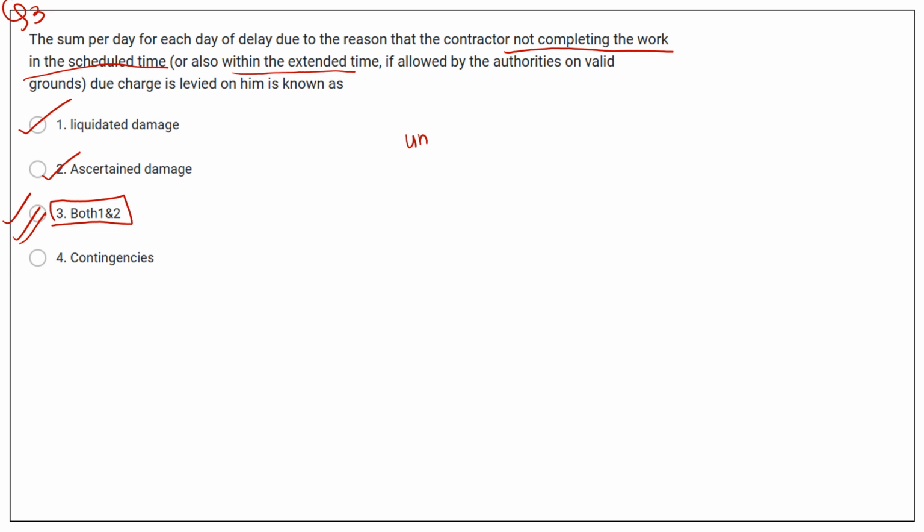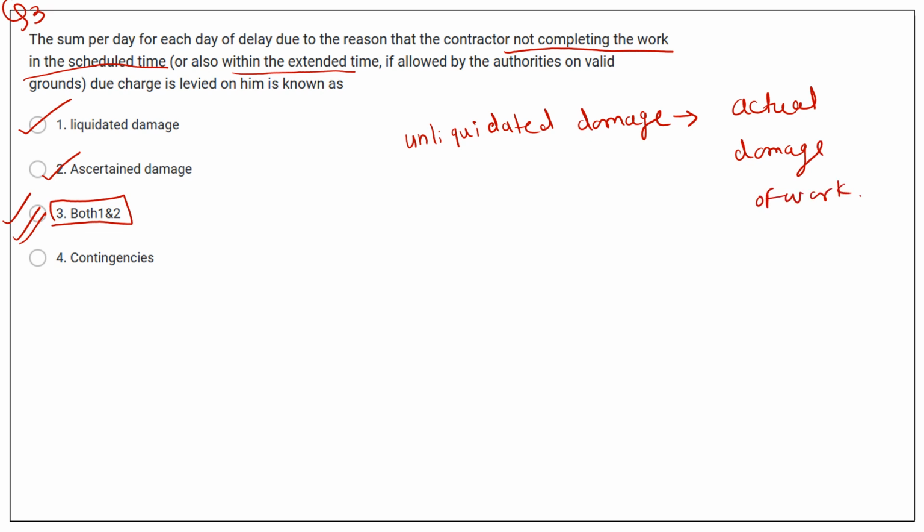And the unliquidated damage is, okay, there is one more term which is unliquidated damage. Unliquidated damage is nothing but the actual damage of work. So for this question, option C is correct, which is both 1 and 2.